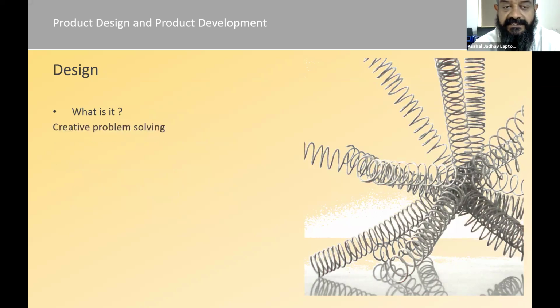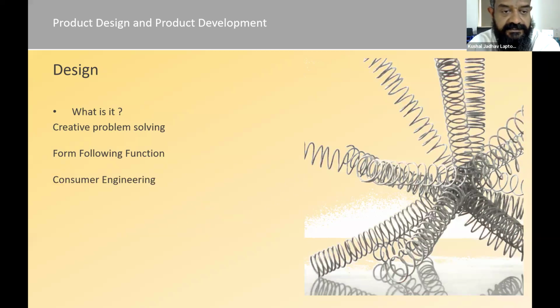There are various definitions of design. Creative problem solving is one of the widely used terms. Form following function. Usually designers always say form following function. Now, what is form? That is the most important thing. And then form following function. So function comes first and then the form.